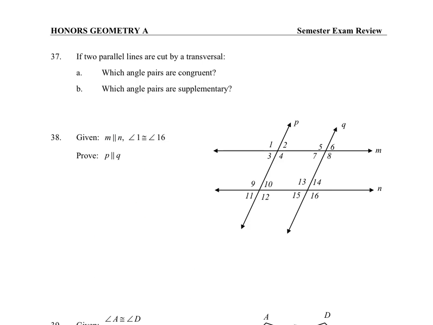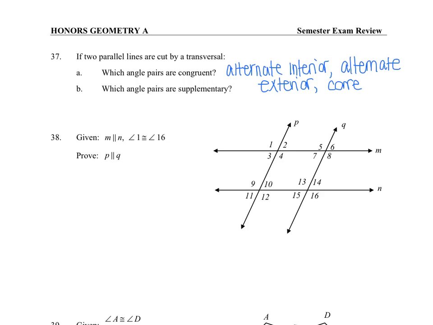Question 37. If 2 parallel lines are cut by a transversal, which angle pairs are congruent? Well, we know that all alternate interior angles will be congruent. All alternate exterior angles will be congruent. All corresponding angles are congruent. And all vertical angles are congruent.